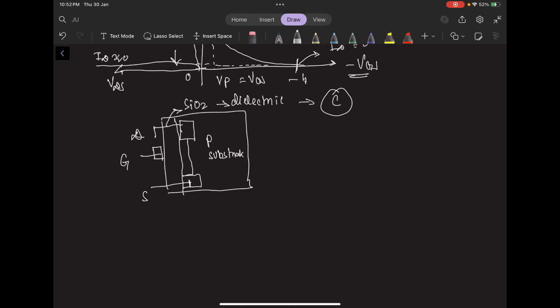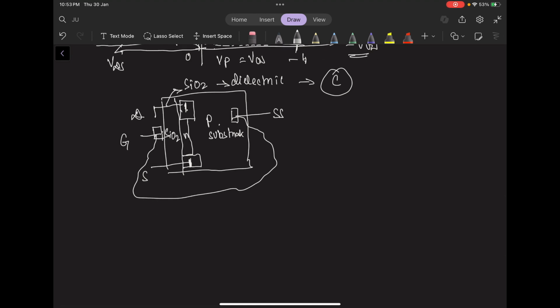Now keep this in mind: while the source and the drain are connected internally to the N regions, the gate is separated by this SiO2 layer from the P substrate. Therefore, there is an additional pin in the upper region of the MOSFET which is directly connected to the substrate. It is also possible for the substrate to be internally connected to the source in certain kinds of MOSFETs.